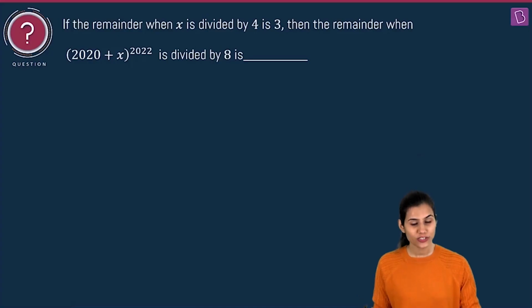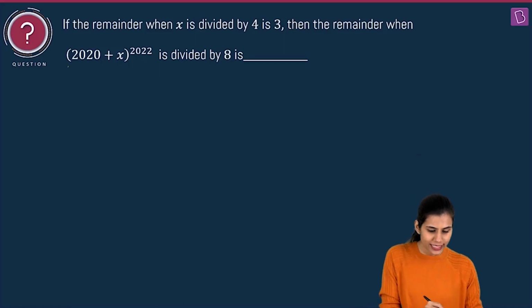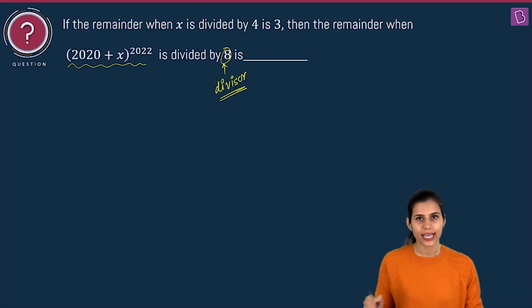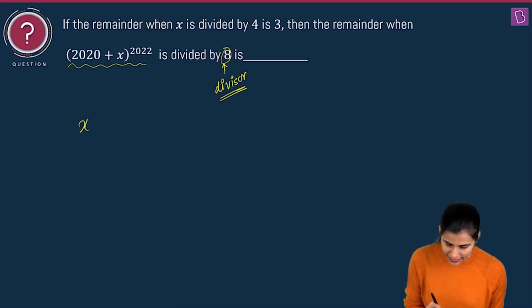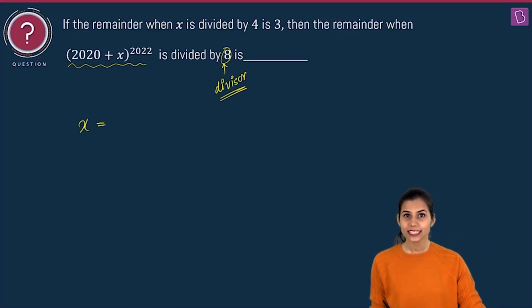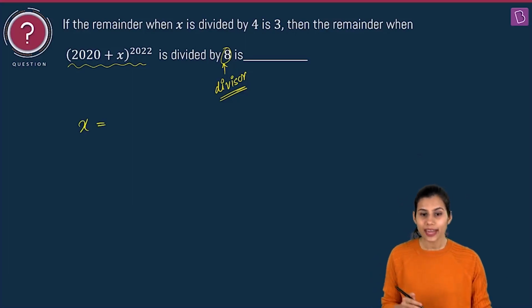Time to check out this question. It says that if the remainder when x is divided by 4 is 3, then find out the remainder when this complete quantity is divided by 8. So 8 is the divisor which is going to come into play now. Keep this in mind, okay? So first of all, let's work upon x. x is leaving the remainder 3 when divided by 4.